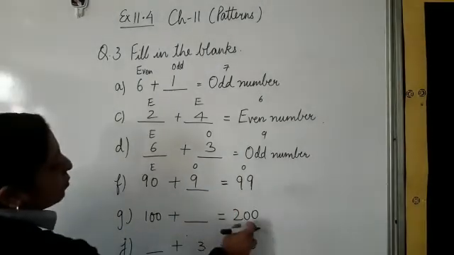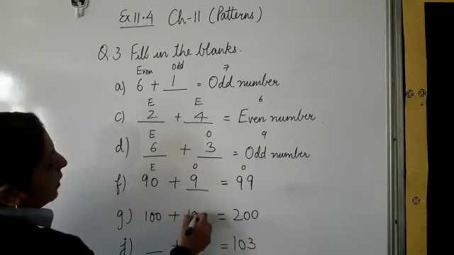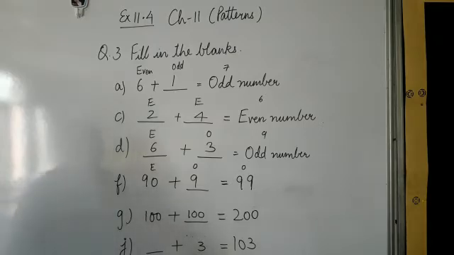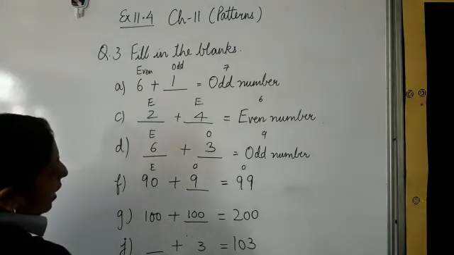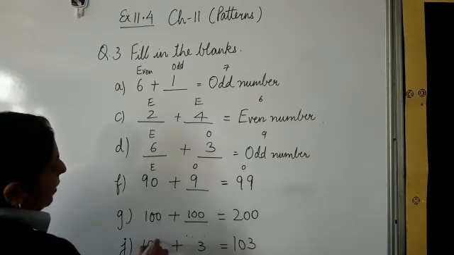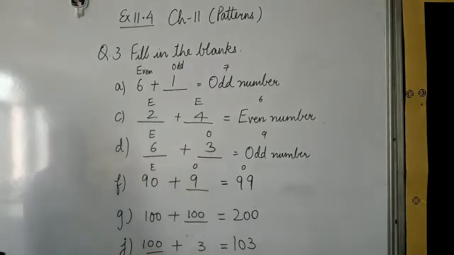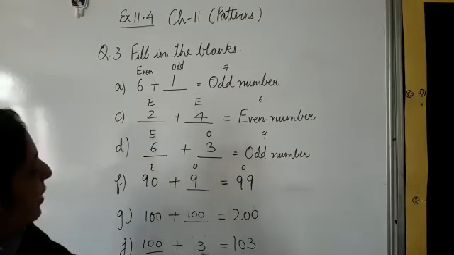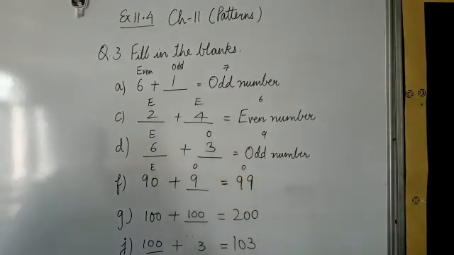100 plus what equals 200? It will be 100 only. To get 200 you need one more 100 with this 100. Then only you will get 200 as the answer. What plus 3 equals 103? Which is again 100 plus 3. You have to keep in mind what is missing here, which when we add this 3 gives 103. This is the way you are going to complete the rest of your blanks.